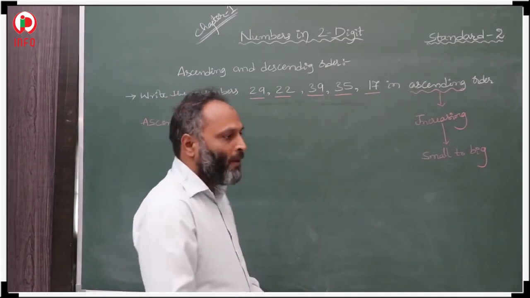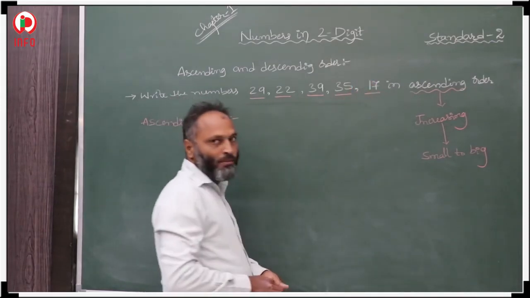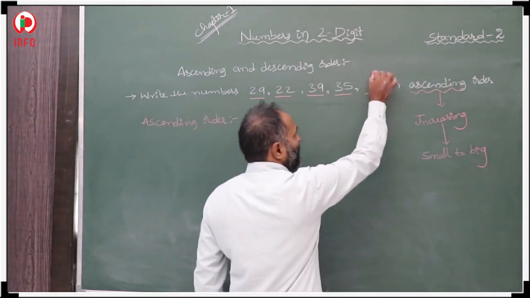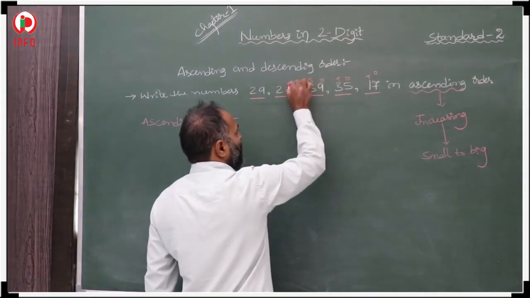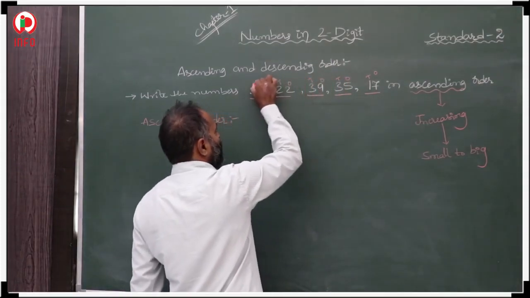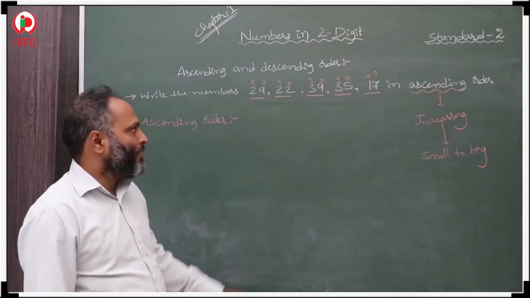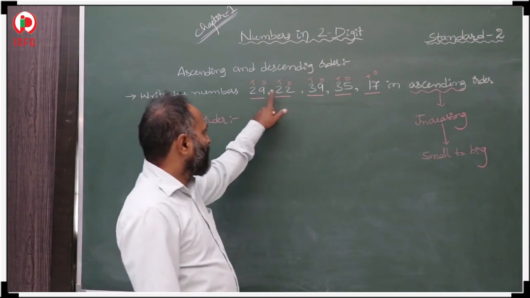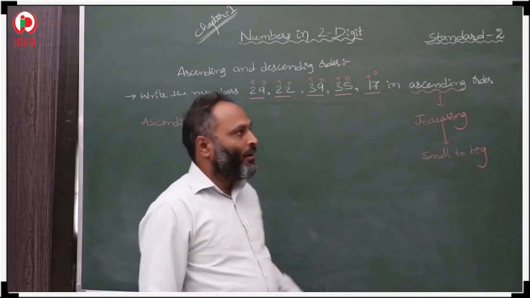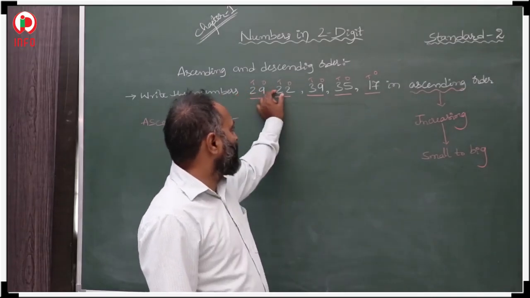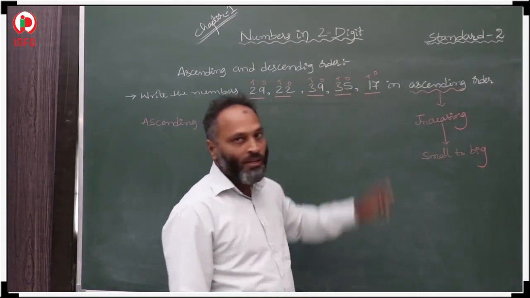For deciding, first we have to take ones place and tens place. First we go for the tens place. Here the tens places are 2, 2, 3, 3, 1. In tens place 2 is there, 2 is there, 3 is there, 3 is there, and 1 is there.